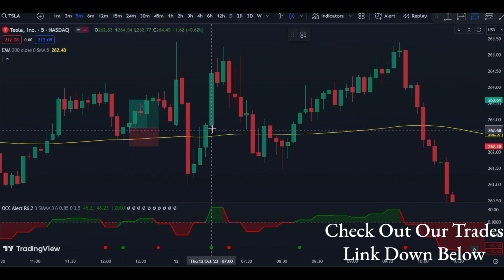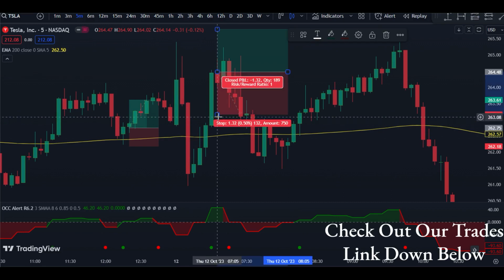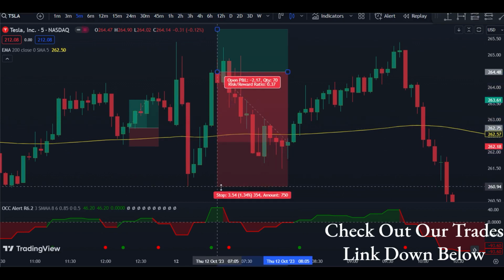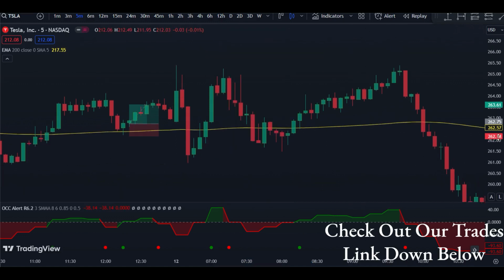Following that trade, we did see another candle closing. I would probably avoid this trade just due to the fact of the space between the stop loss and the open target. It is way too high. So we're just going to sit and wait for the next trade to appear.